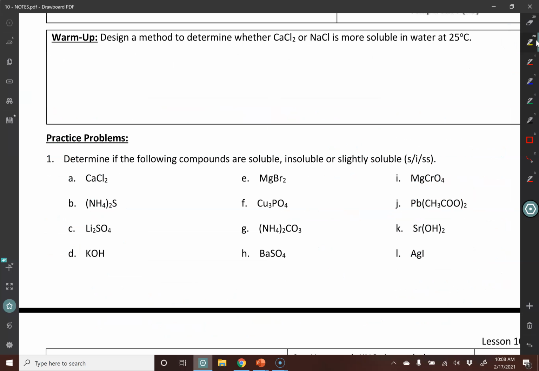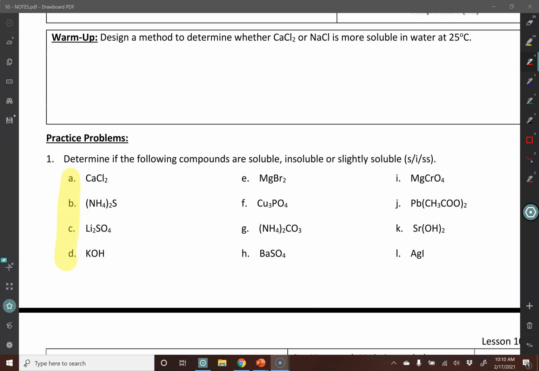All right, so using table F, I'd like you to take a look at A through D. Go ahead, use table F and predict whether those compounds will be soluble, insoluble, or slightly soluble, and we'll review when you're ready. All right, let's check these out.